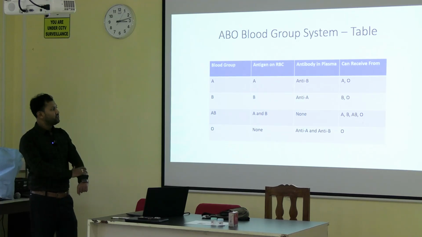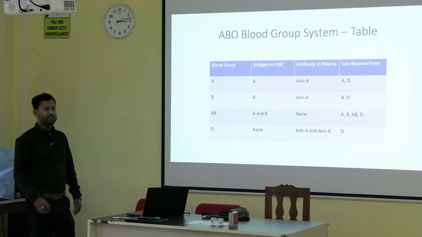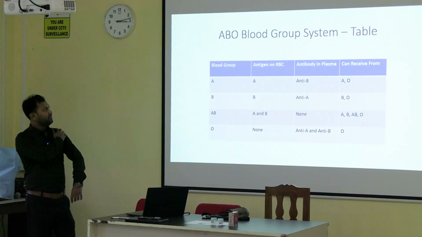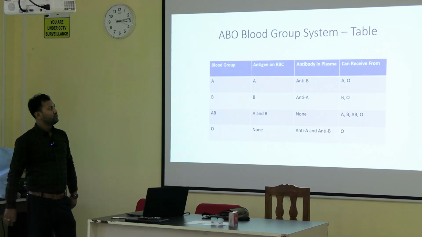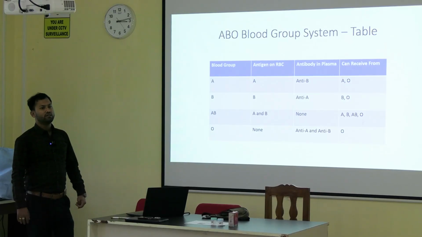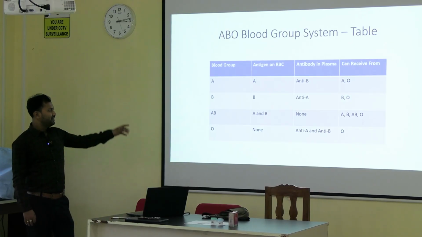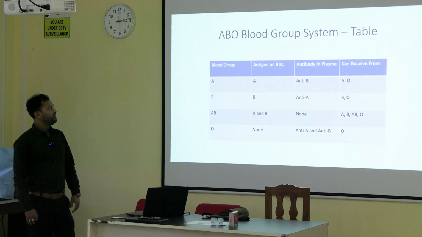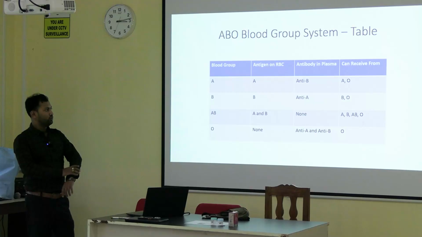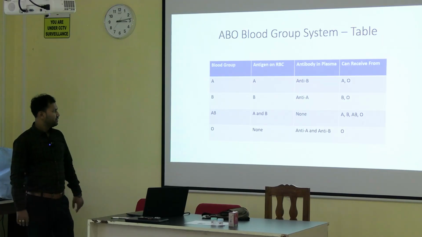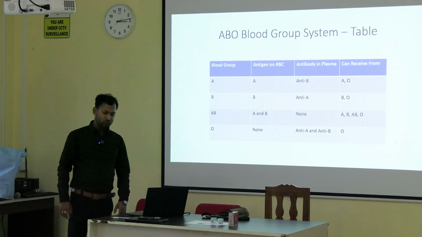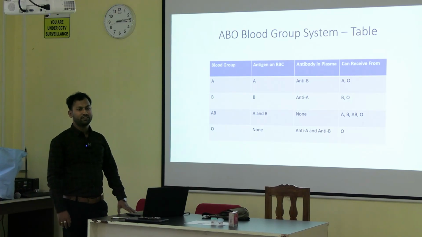This is a table which shows which antigens will react with the specific antibodies. So if the blood group is A, then the antibody in plasma will be anti-B, and these people can receive from blood group A and blood group O. Similarly, blood group B can receive blood from B and O, AB can receive from all four, and O can only receive from O. And there is also a factor called Rh factor, which we will discuss later.